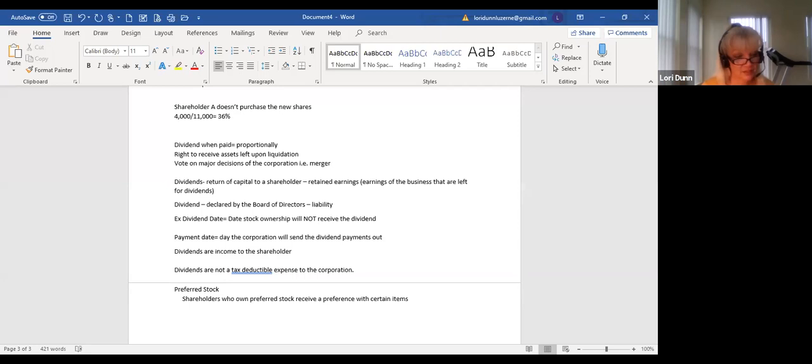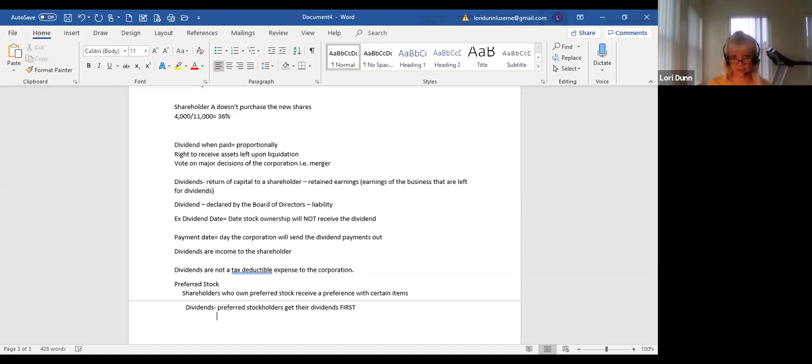Now, what does that mean? Well, dividends are a big deal to preferred stockholders. When the members of the board of directors say we're going to pay a dividend, they're going to come up with a big dollar amount. They're going to say, we could pay $50,000 in dividends. Well, if you have preferred stockholders and common stockholders, who gets the $50,000? Well, preferred stockholders get their dividends first. And it's usually at a stated amount. So they have a fixed or stated amount.